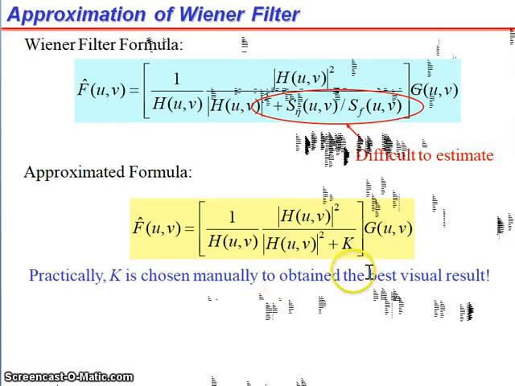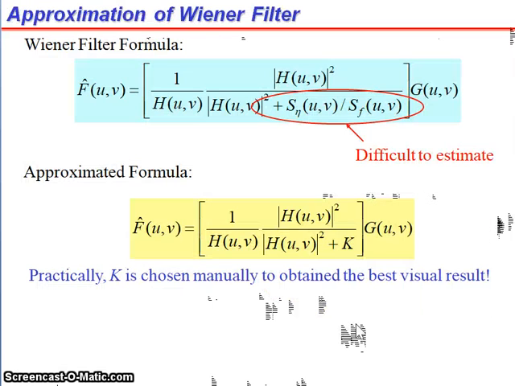This is very important. The Wiener filter has more advantages, but what is the drawback here? We don't know this ratio. We should estimate it, manually changing the K value until you get the best image.